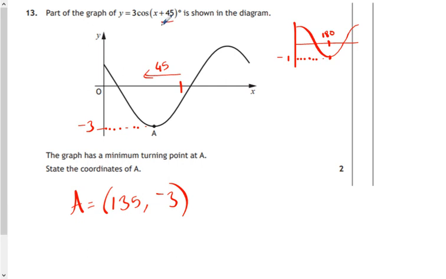Remember, when we add inside the bracket, we actually shift to the left, since everything is happening 45 degrees earlier. So it happens before 180. The 3 outside the cos here at the front adjusts the amplitude of the wave, giving us our minimum turning point at -3 and our horizontal component to be 135.